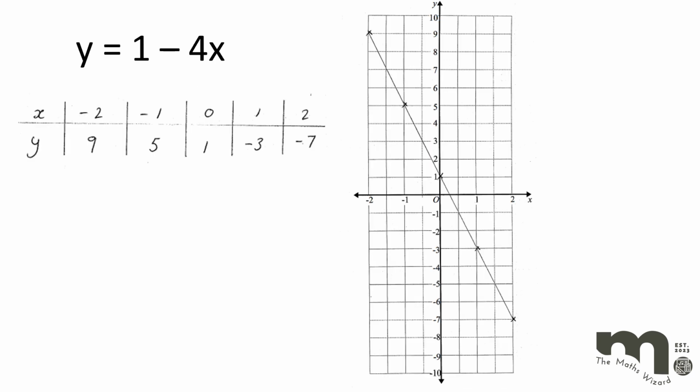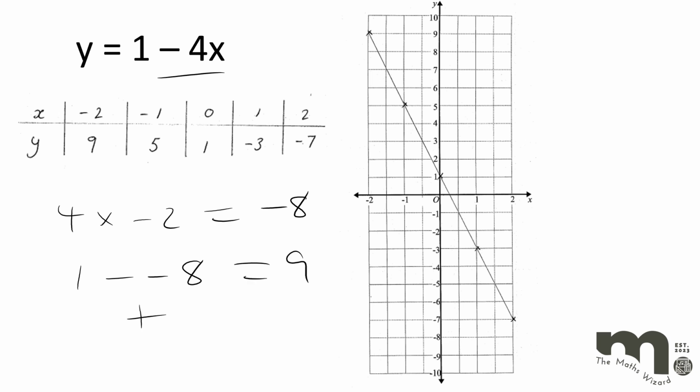Okay, and here is your answer to this one. So you will notice here the line goes down from left to right, and that's because we've got minus 4x there. So what we're doing here, if we look at that minus 2, for example, we're doing 4 times minus 2, which is minus 8. Then we're going to be doing 1 minus minus 8, which becomes an add, and that gives you your 9 there. So because we've got a minus there, that means it's going to be a negative gradient. It's going to be a gradient going down from left to right.